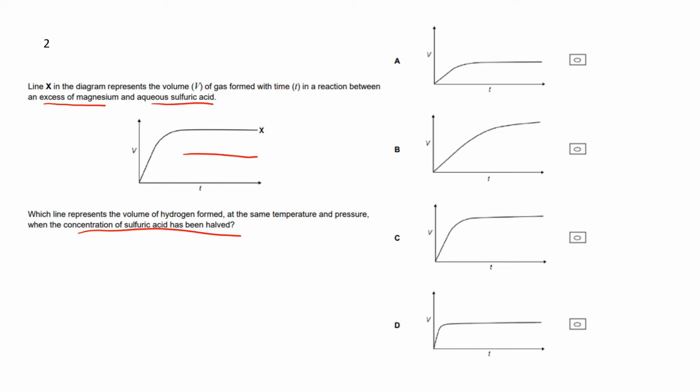And also, if you half the concentration, you're going to pretty much half the rate, or certainly have a slower rate. So we're looking at a less steep graph. Okay, and I'd say out of all those, that is A. It's not D because that's still as steep, if not steeper.